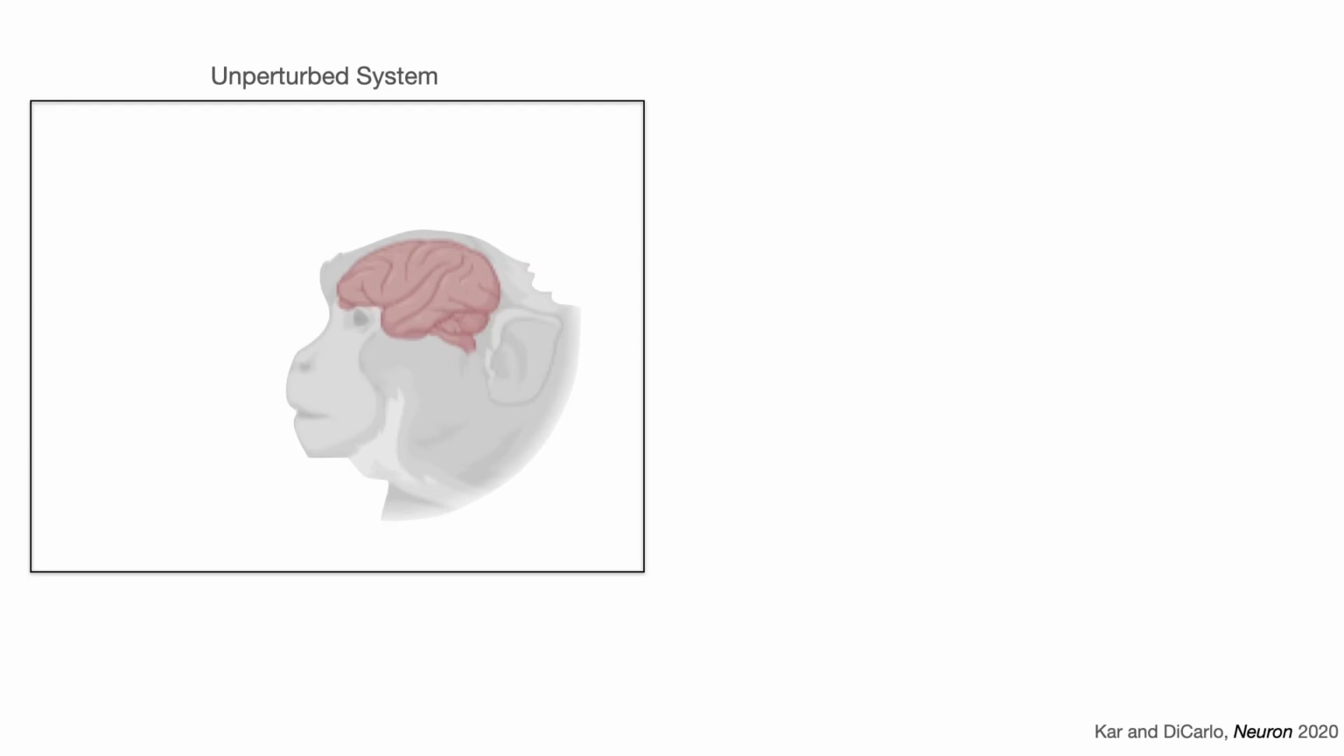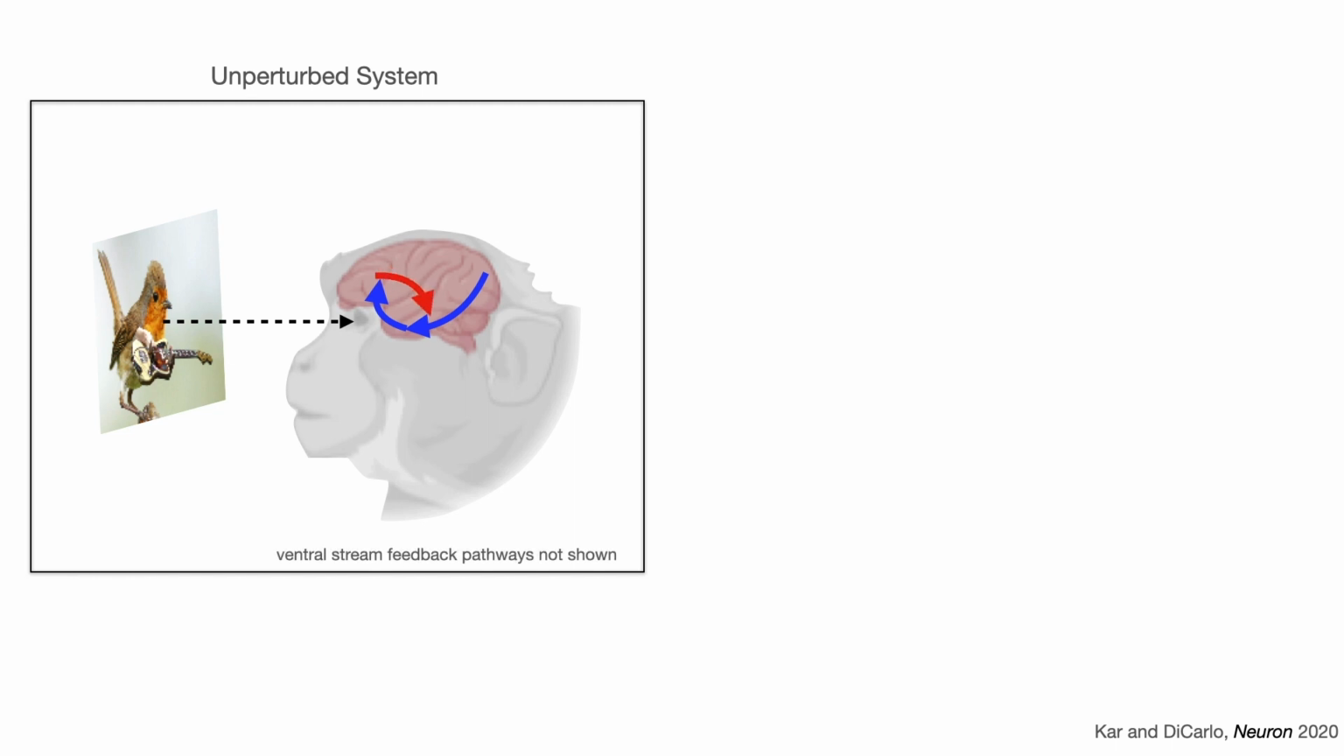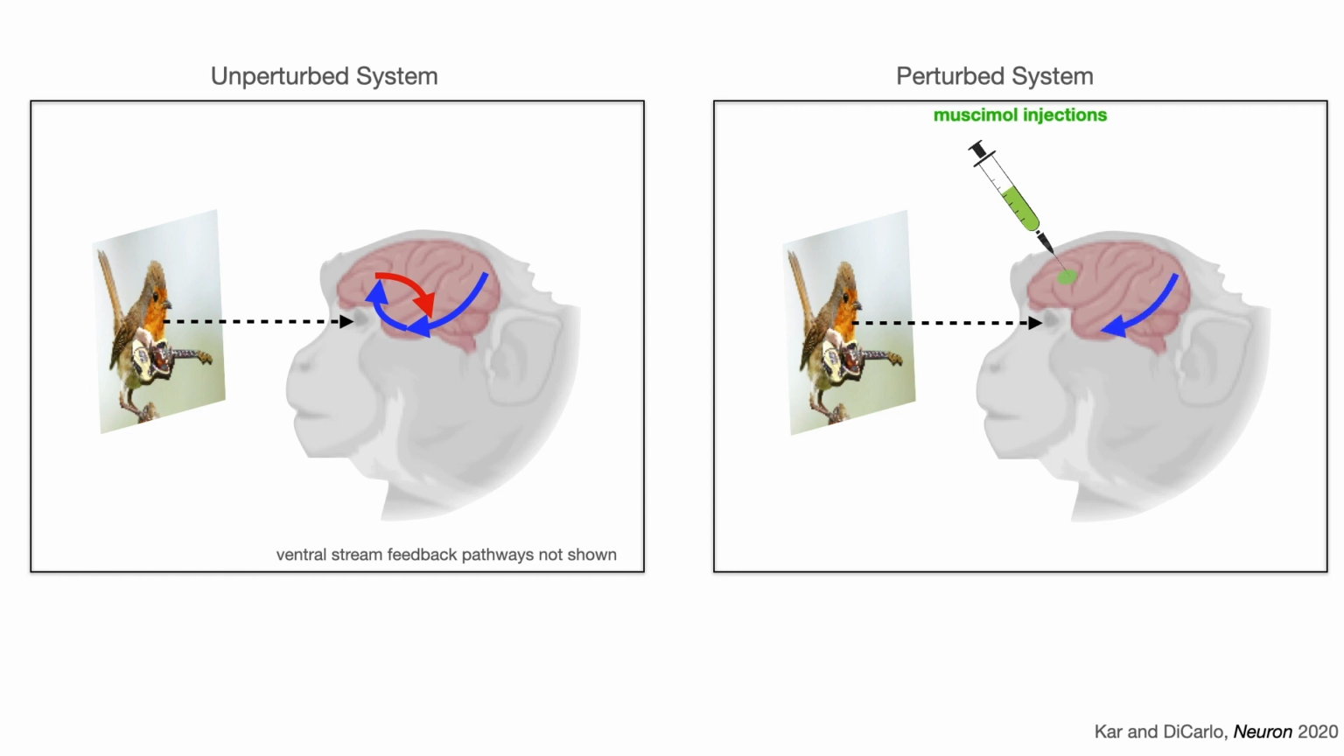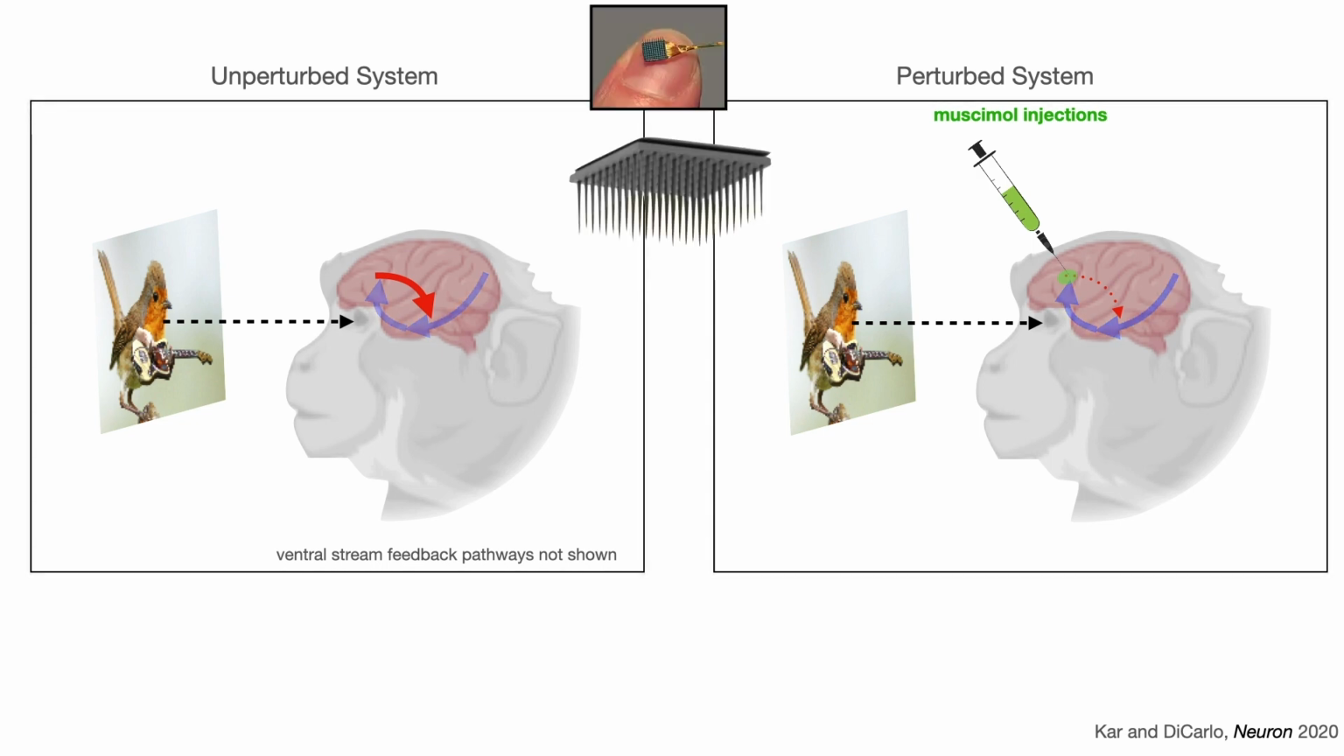When primates look at an image, the information travels through the eye and through the ventral stream to reach the ventrolateral prefrontal cortex, which has reciprocal connections to the ventral stream. In this study, we injected muscimol in the ventrolateral prefrontal cortex to weaken its feedback to the ventral stream and test its role in core object recognition. We implanted Utah arrays in IT to test how this inactivation affects IT population activity while the monkeys perform the object recognition tasks.